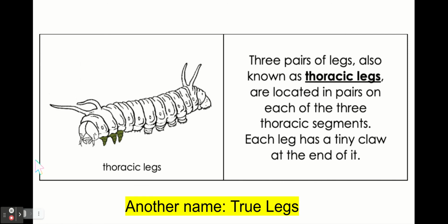In the thorax, you have something that we're going to actually call true legs. And these right here are 3 pairs of legs. And guess what? They each, at the end of it, have a tiny little claw. How do you think these legs help the caterpillar? What is the purpose of these legs? Why do you think they have claws at the end of it? I want you to think about that for a moment. Again, these are the true legs.